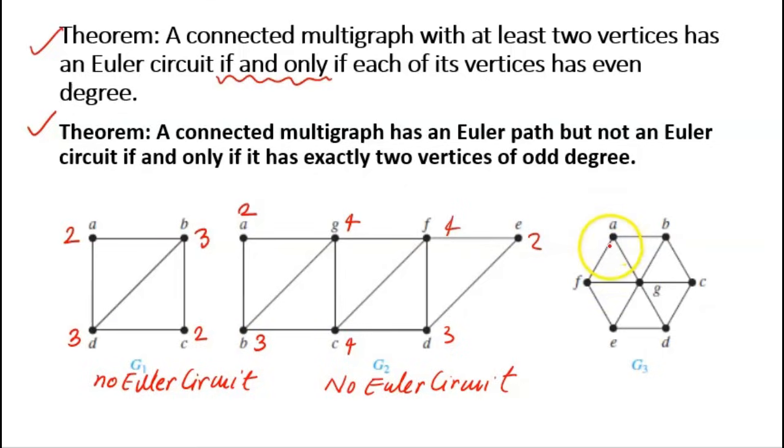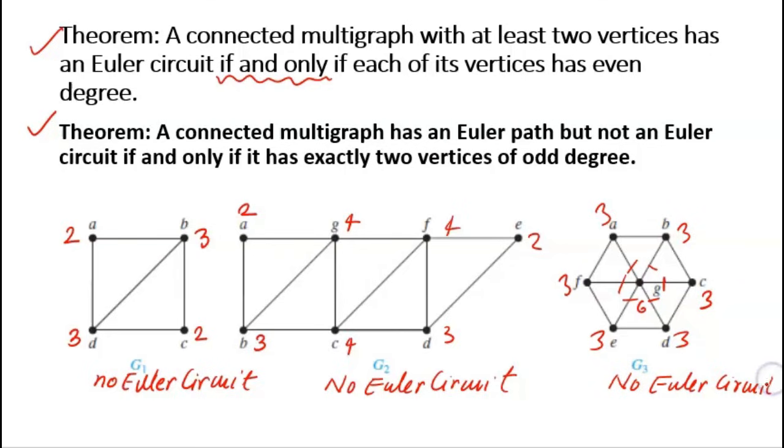And what about this graph? We can clearly see the degree of this is 3, this is 3, this is 3, 1, 2, 3, 1, 2, 3, 1, 2, 3, and this has degree 1, 2, 3, 4, 5, 6. So except for one vertex, every vertex is of odd degree. So this graph also does not have an Euler circuit, no Euler circuit.